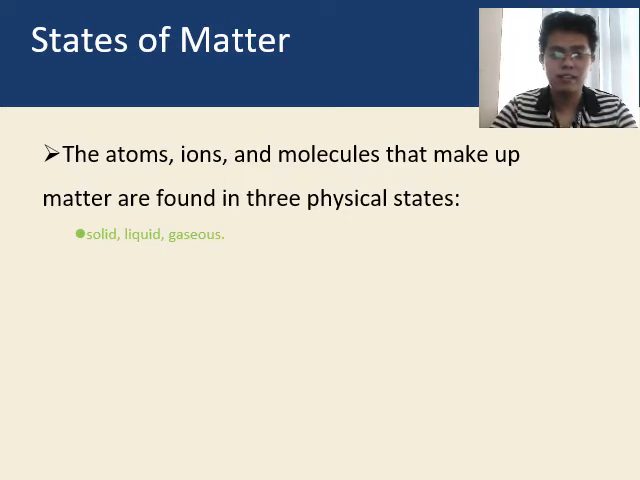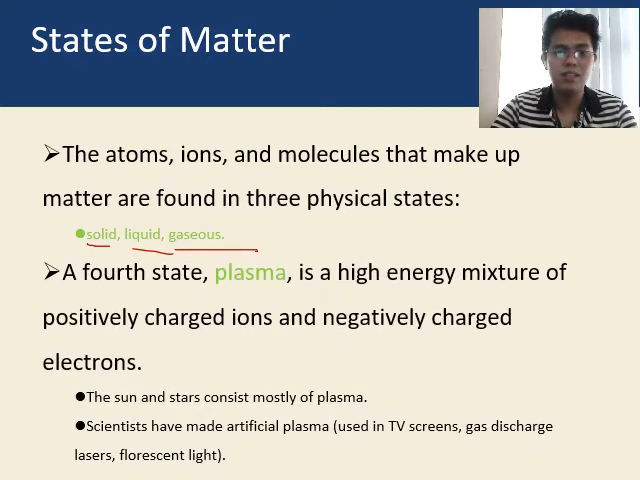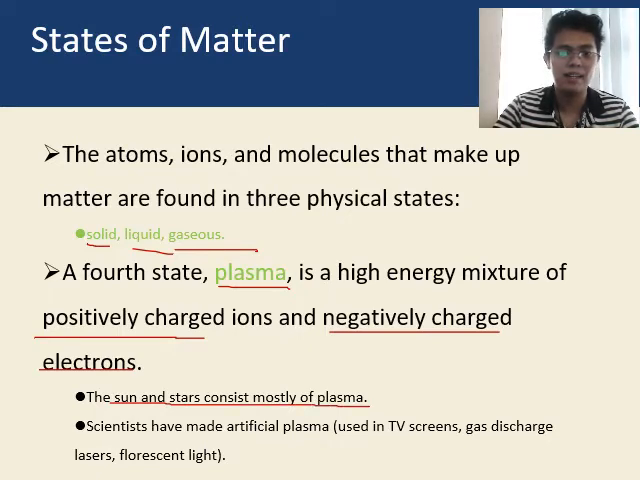And these atoms, ions, and molecules are found in three physical states. We have the solid, the liquid, and the gas. But a fourth state is also in play, which is plasma. It is a high energy mixture of positively charged ions and negatively charged electrons. So the suns and stars consist mostly of plasma. And scientists have made artificial plasma, like in TV screens, in lasers and fluorescent lights.